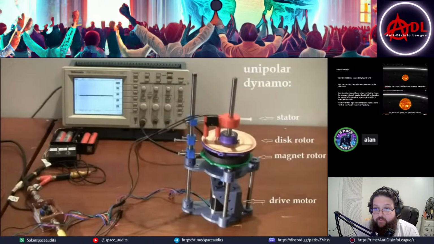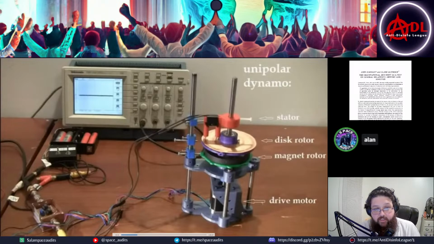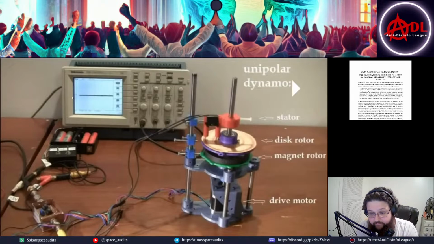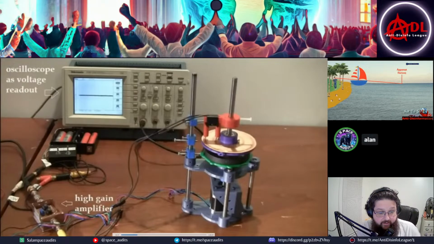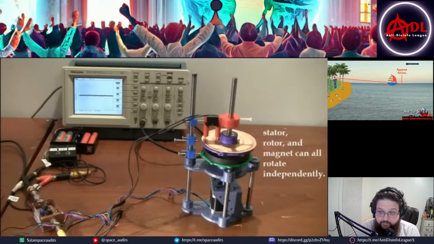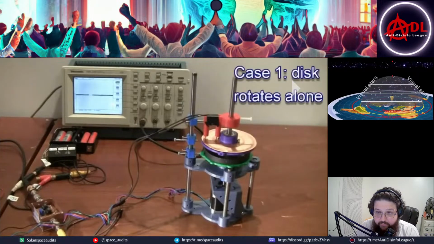All right, so the unipolar dynamo. We've got your stator, your disc rotor, your magnet rotor, and your drive motor, and then you've got your oscilloscope over here, and this will be the lab frame when we're doing our analysis later. So the stationary device here doing the analysis is the lab frame. The oscilloscope has voltage readout and high amplifier gain here. All right, the stator, rotor, and magnet can all rotate independently.